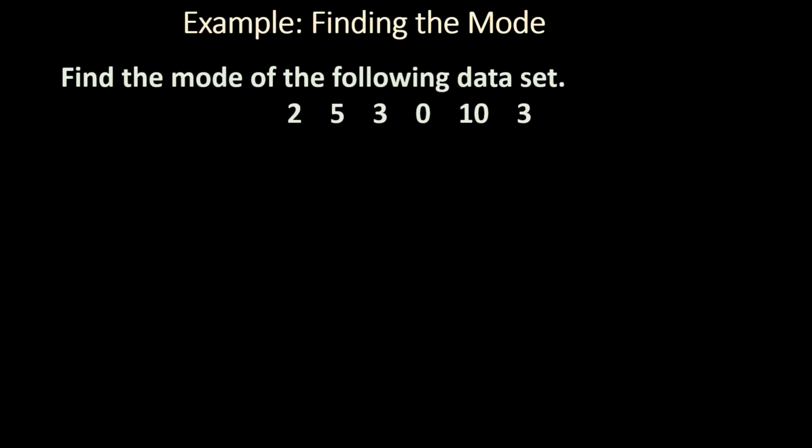Now let me explain this example. Find the mode of the following dataset. Okay, you see 3 repeated twice. The other observations occur only one time, right? Therefore, the mode is 3.